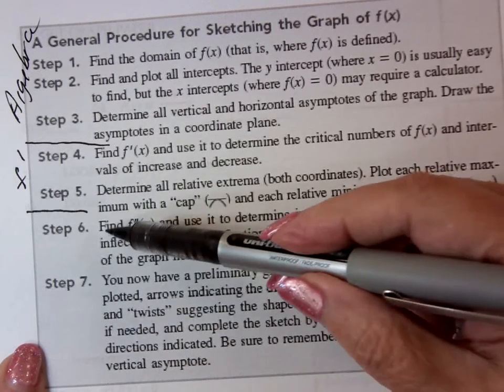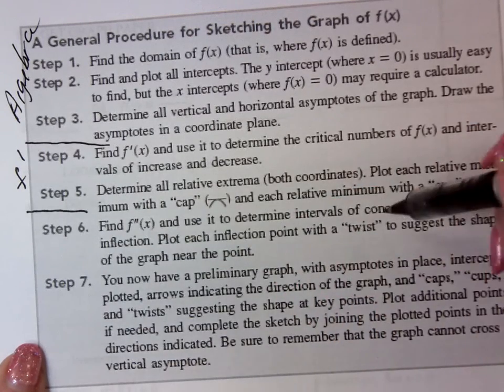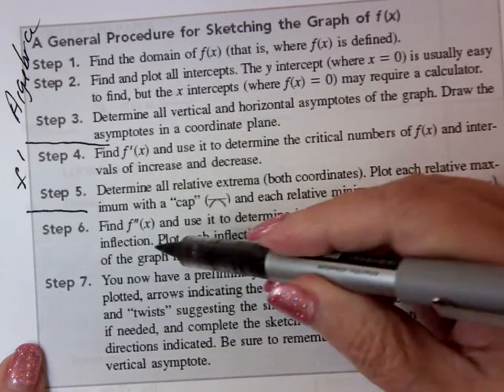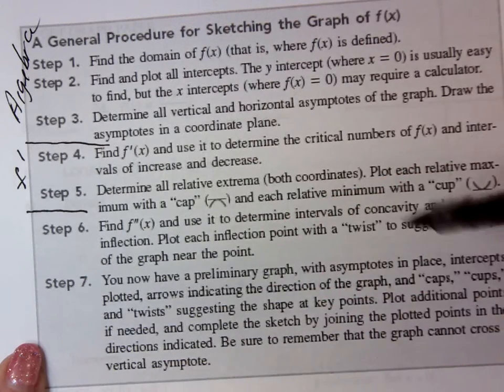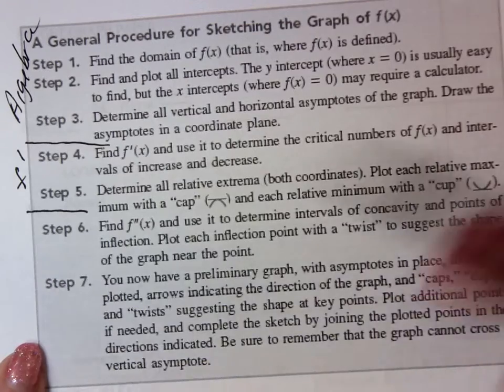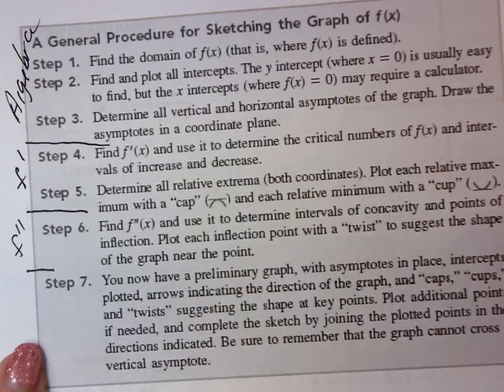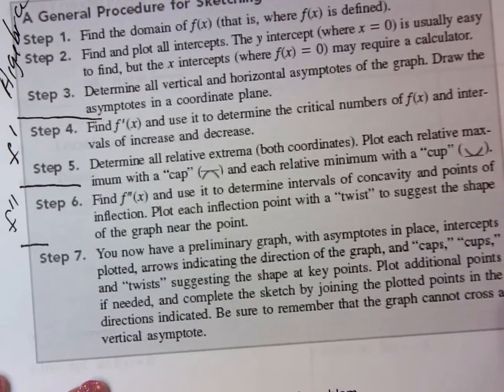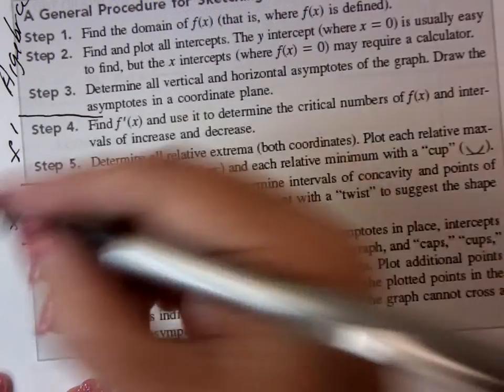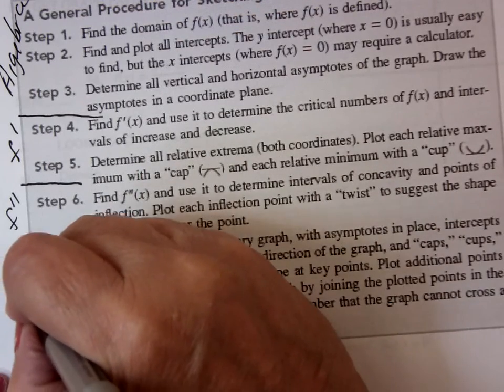Step 6, now find f double prime, use it to determine the intervals of concavity and points of inflection, plot them all. That's f double prime. Now you have a preliminary graph with asymptotes in place, intercepts plotted, arrows indicating the direction of the graph, caps, that's maximum, minimums, twists, etc. And so you can now do the graph. And by the way, you may need extra points.